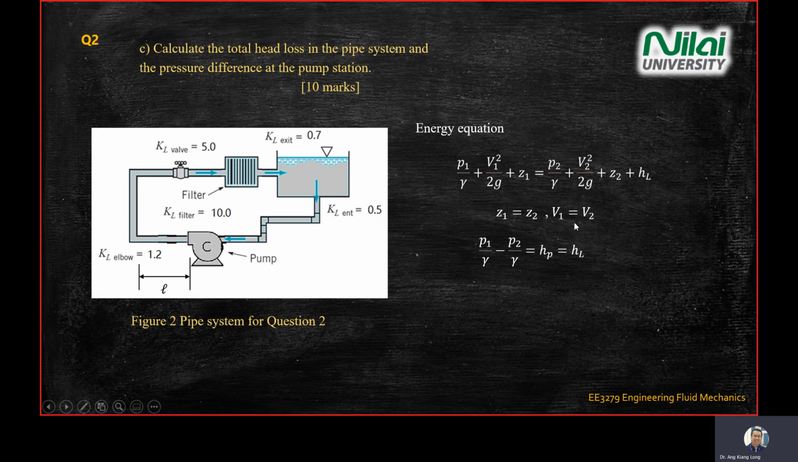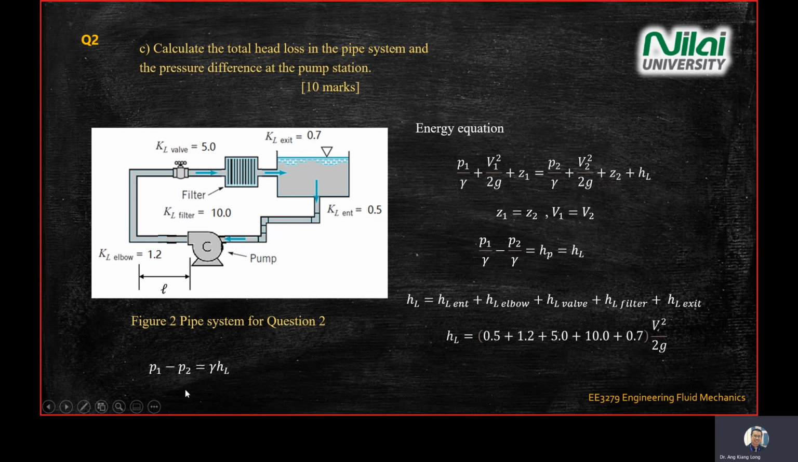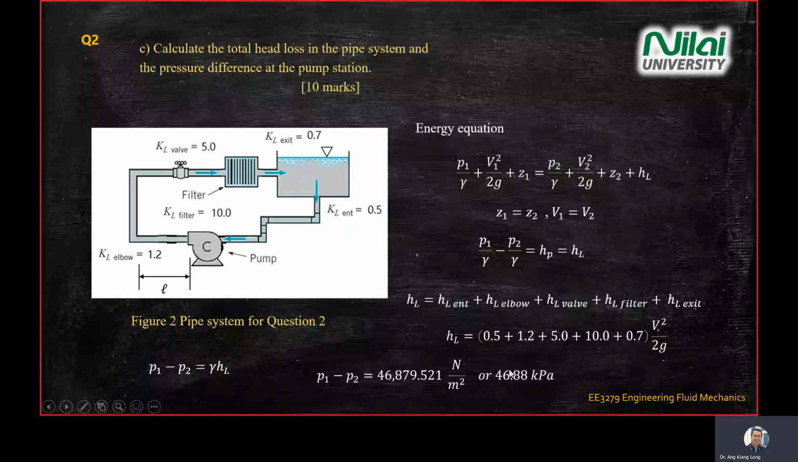So this equation, after you apply this boundary condition, you get this one, and you add up all the head loss, right? The entrance, elbow, valve, filter, and acid. And then the HL equation is given by your KL times V squared divided by 2g. You add this one, you substitute inside here, you're able to find the change of pressure, right? So your change of pressure will be around 47 kilopascals or 46.88 kilopascals. All right. So that's all for the question 1 and question 2 discussion.